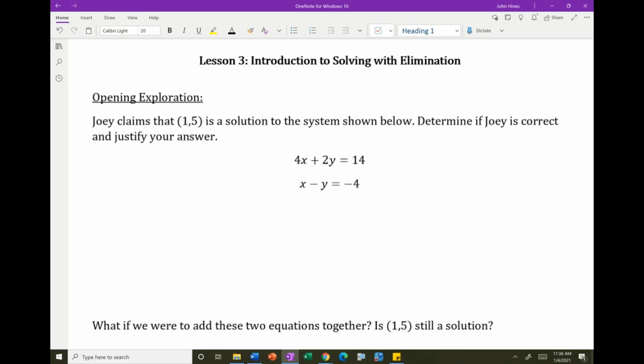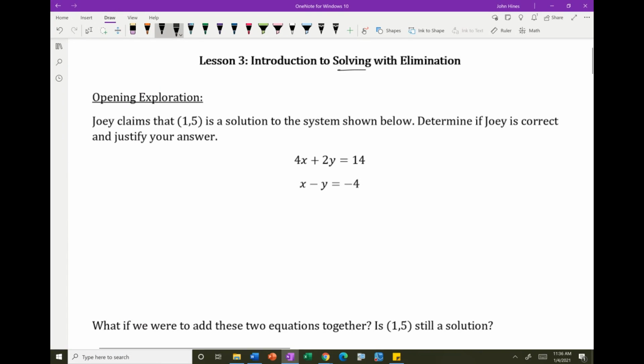Hi everybody, welcome to lesson 3 here, where we're going to continue exploring ways to solve systems of equations. And we're going to talk about elimination in detail today, which is something you learned last year how to solve a system with elimination. We're going to go over that again. So Joey claims that (1, 5) is a solution to the system below. Determine if Joey's correct. So how do I check if this is a solution?